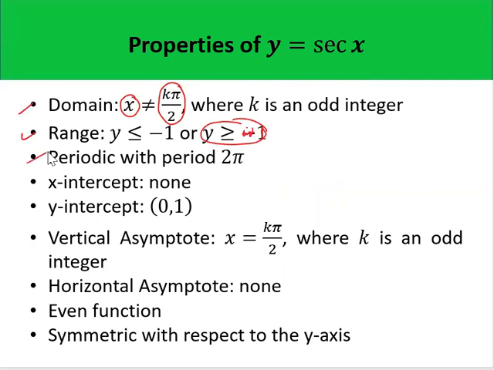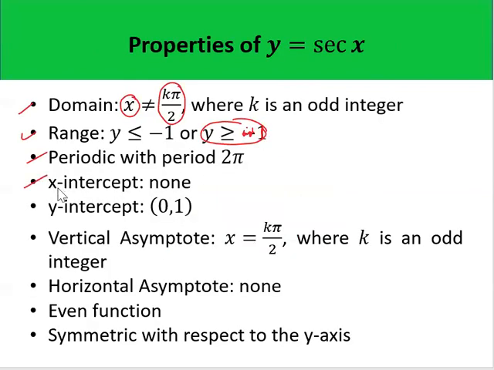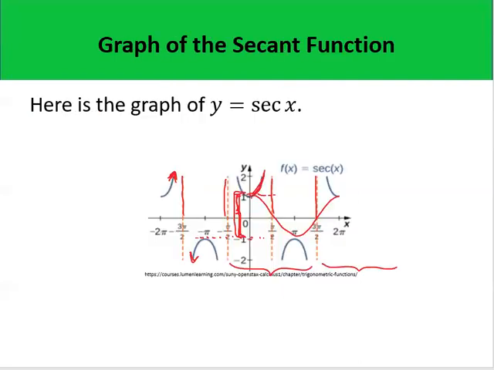And it's also periodic with period 2 pi. So which means that the graph of the secant function repeats every 2 pi units. So if this is 2 pi units, therefore, in the next 2 pi units, this pattern will just repeat. And then observe that since there's no value between -1 and 1, there's no x-intercept for the secant function. So x-intercept none, y-intercept, it crosses the y-axis at this point, 0, 1.